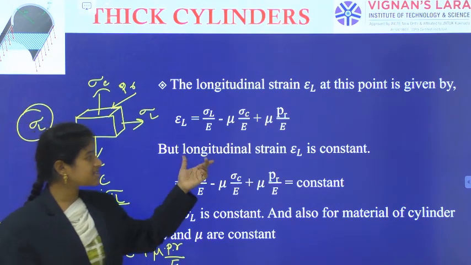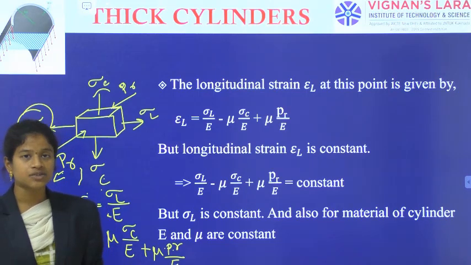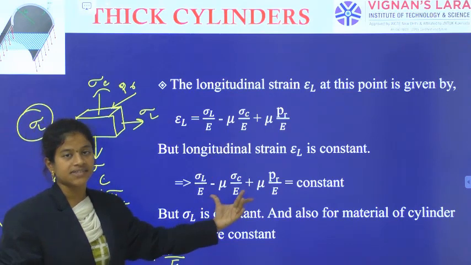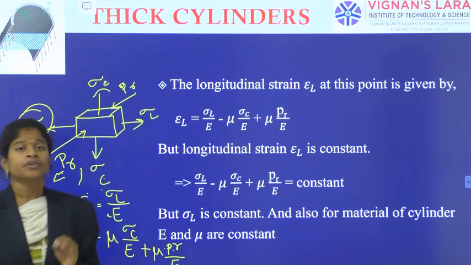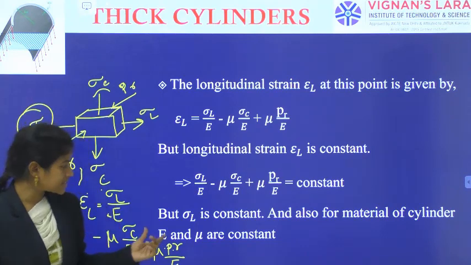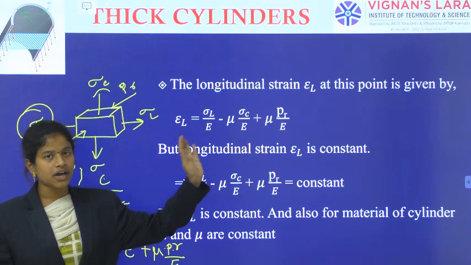Okay, so these are the things now. The longitudinal strain epsilon L is always a constant, as we have already mentioned in our assumption stated here also. So I am keeping this value equal to constant. And also we have said one more thing: longitudinal stress is also constant. Yes, sigma L is also constant. So this sigma L also I can shift there.